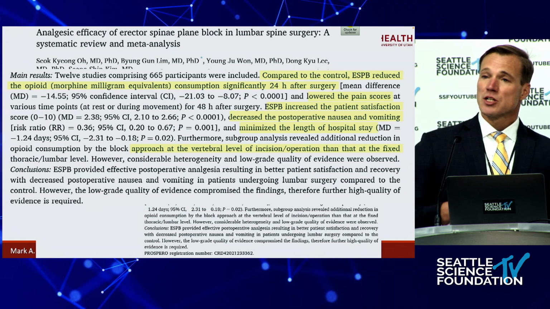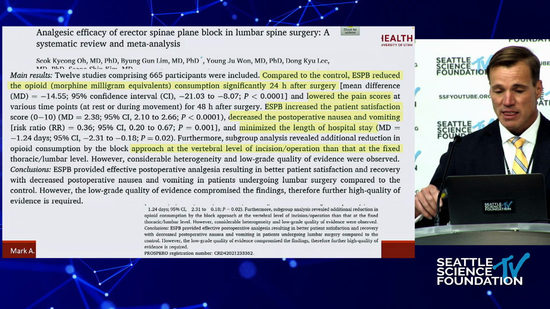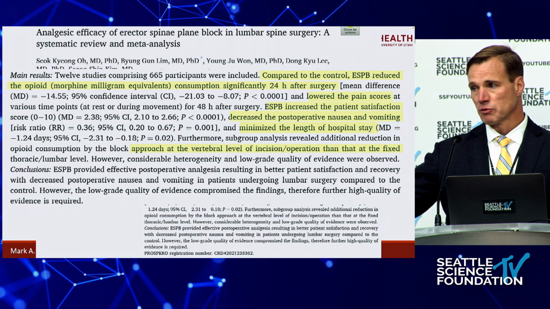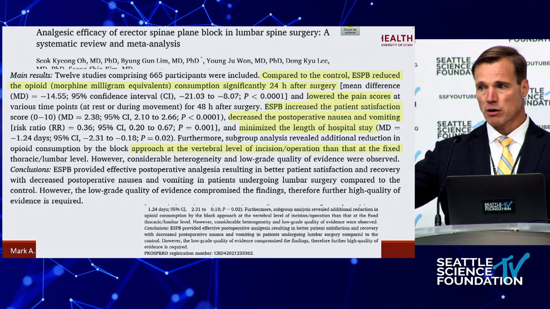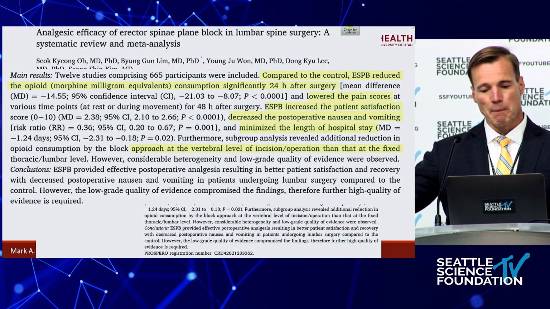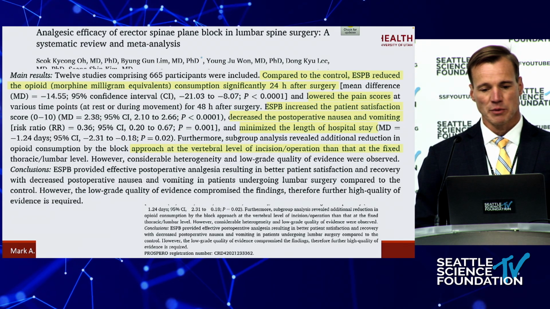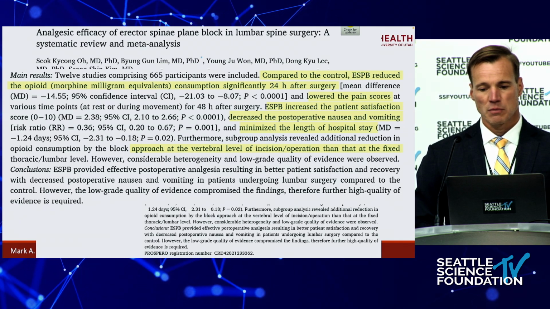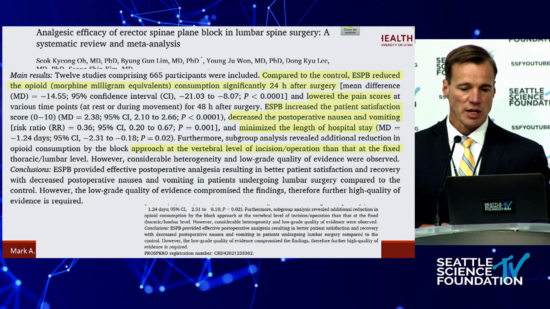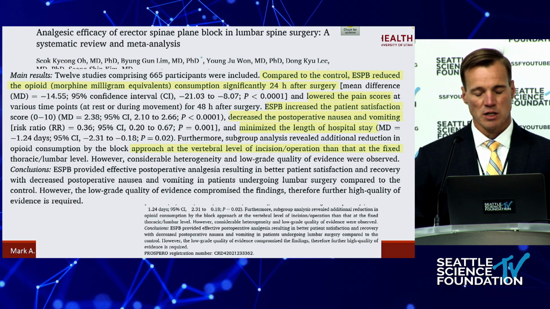And it was best when done at the level of the operation, not a fixed level. There are some people who would do an erector spinae block at all levels, or only at L3, but when you do it at the operative level, it tends to have better improvement. Most of these are using 0.5% or 0.25% bupivacaine. However, one study used ropivacaine.